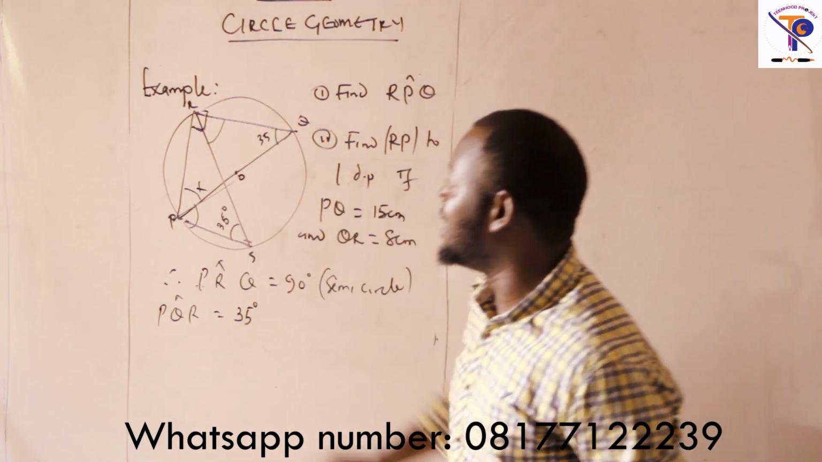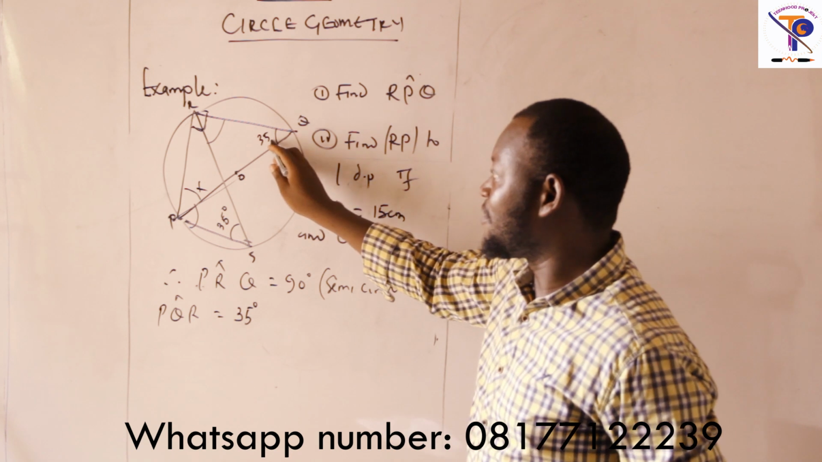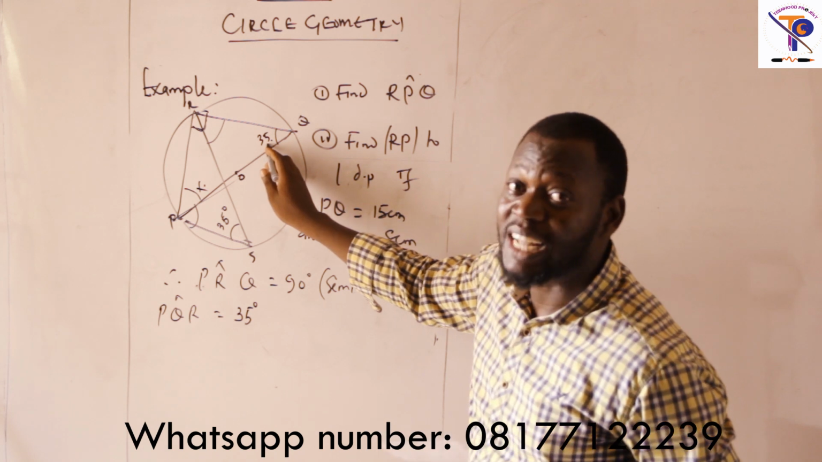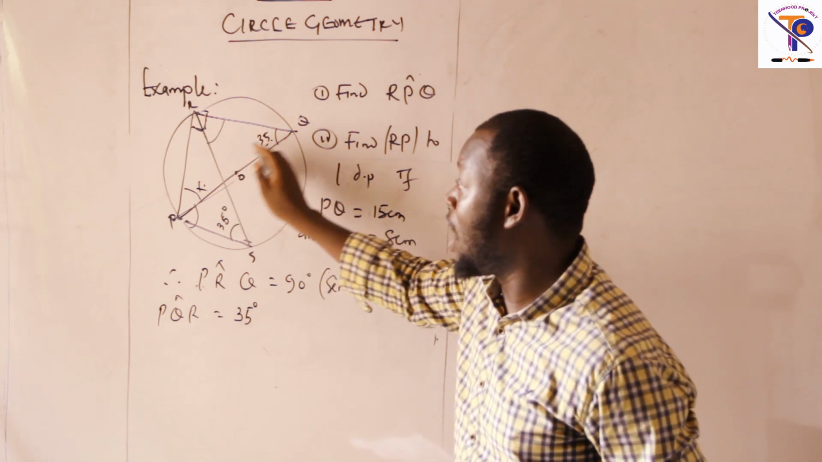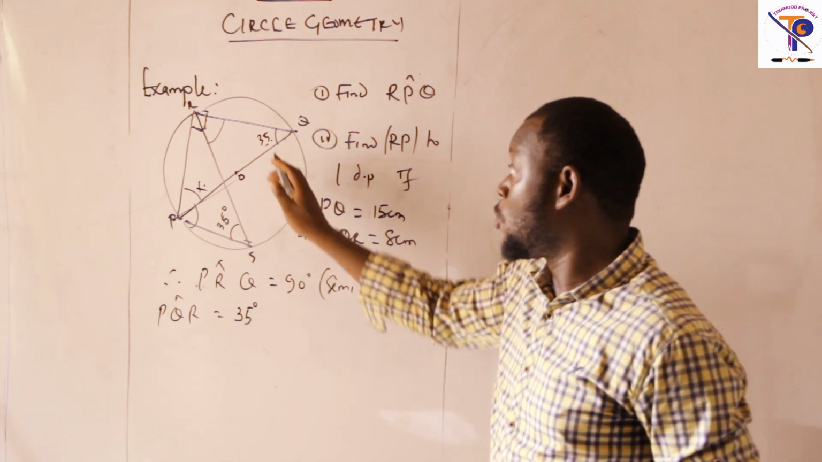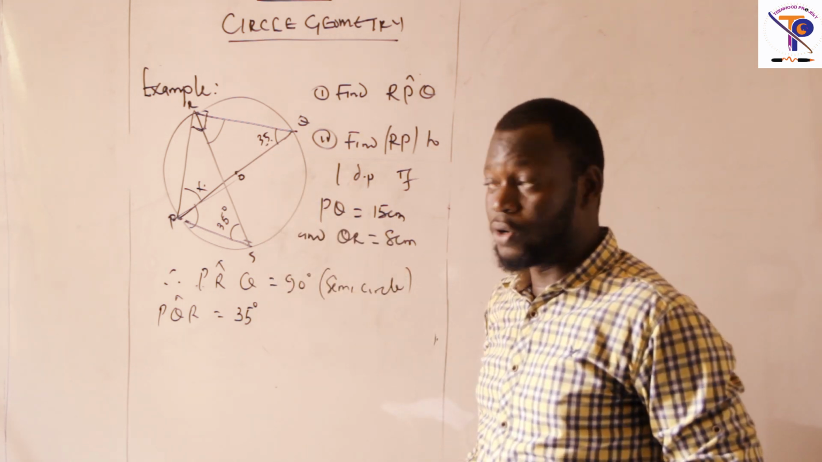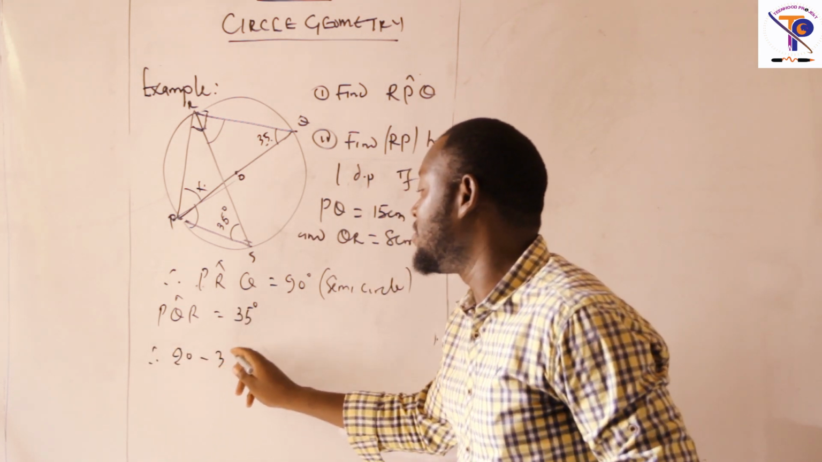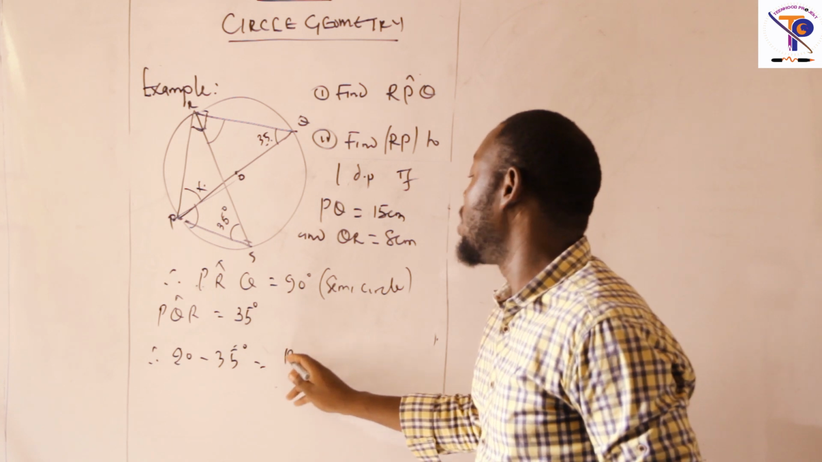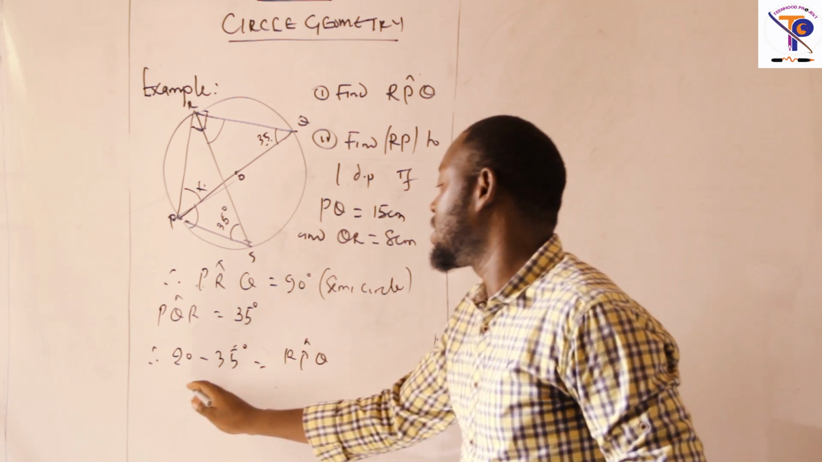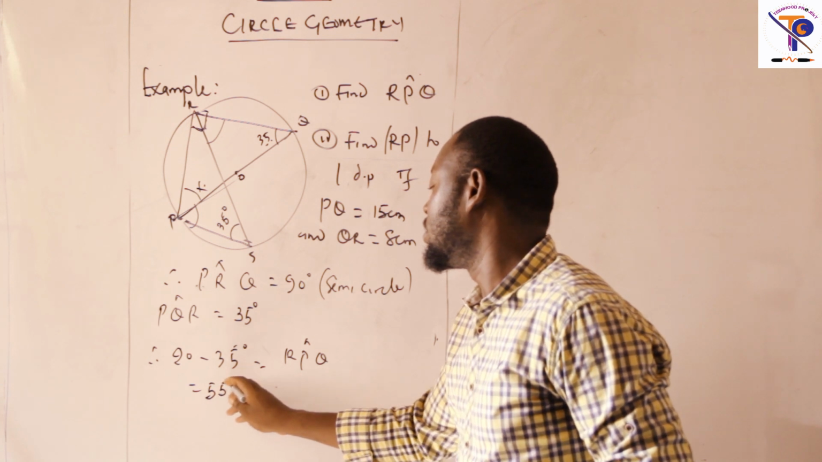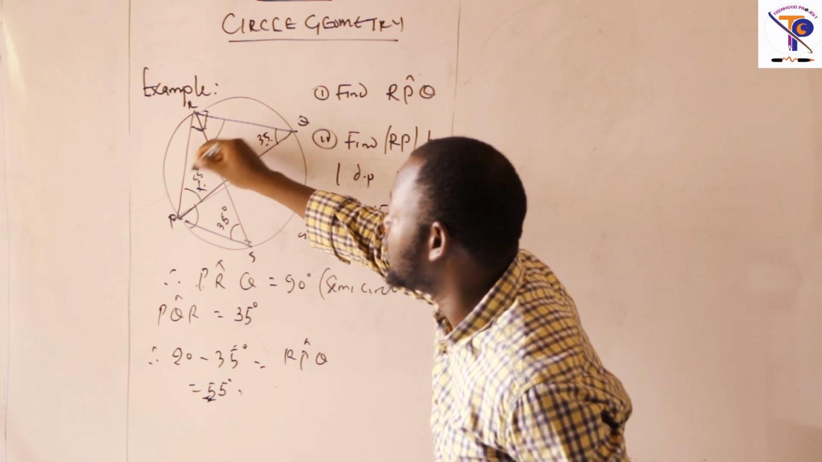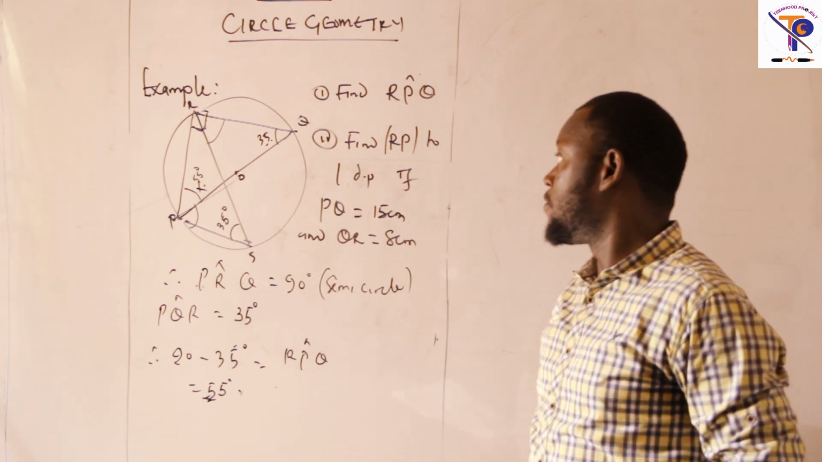So we have 90 degrees here already. You know this is 90, so these two angles will definitely sum to 90. That's a complementary angle. So what complements 35? Sorry, not supplement. What complements 35? That is 90 minus 35 degrees, which is equal to RPQ. That is 55 degrees. So this angle is 55 degrees. That is that for the first question.